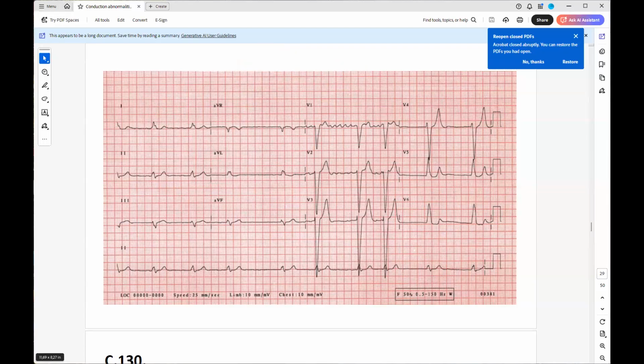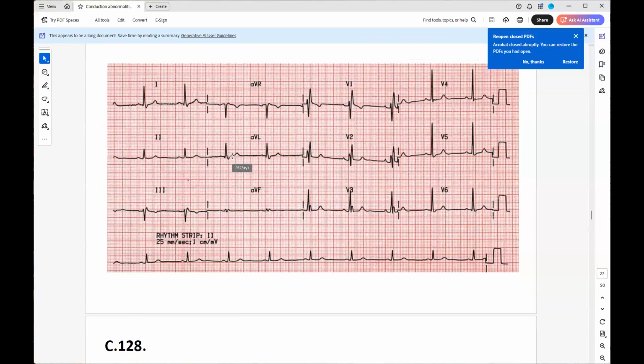Go on. Who is next one? I have 127, sir. 127. Yes, 127. Okay, I'm sorry. 127 is right here. Okay, good. Looking at the rhythm strip, it looked rhythmic for me. And the R to R distance was a bit more than 5 boxes, so I measured around 57 beats per minute. And looking at lead 1 and 2, we can see P waves present.